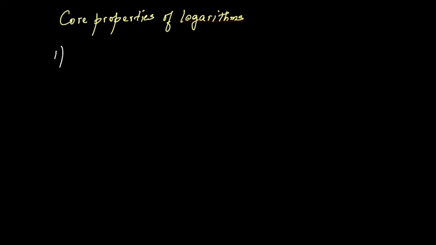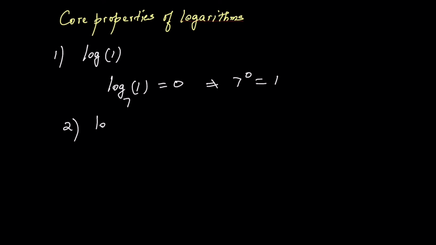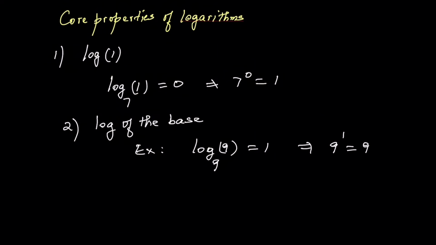Core properties of logarithms. First, the log of 1. Log base 7 of 1 equals 0, because 7 to the 0 power equals 1. Any non-zero number raised to the 0 power equals 1. This works for any base. Second, the log of the base. Log base 9 of 9 equals 1, because 9 to the 1st power equals 9. When the base and argument match, the answer is 1.